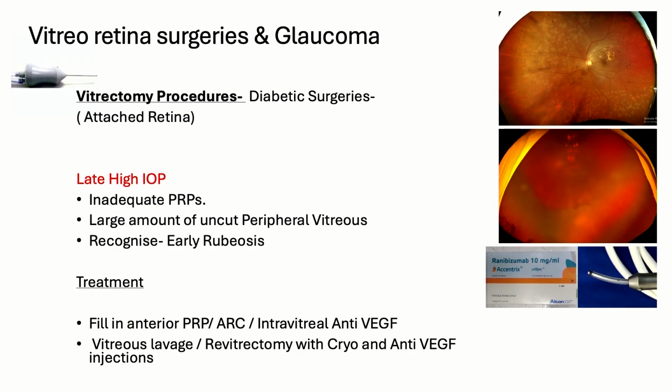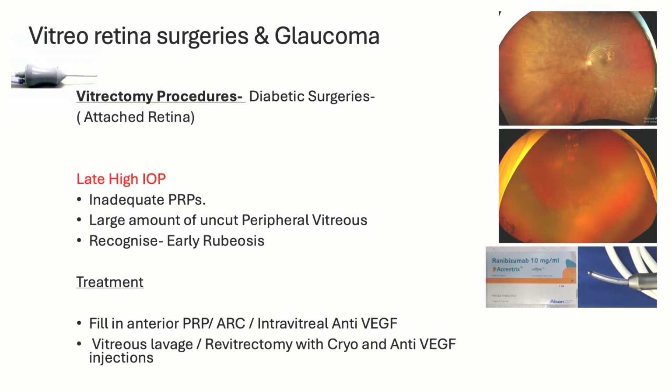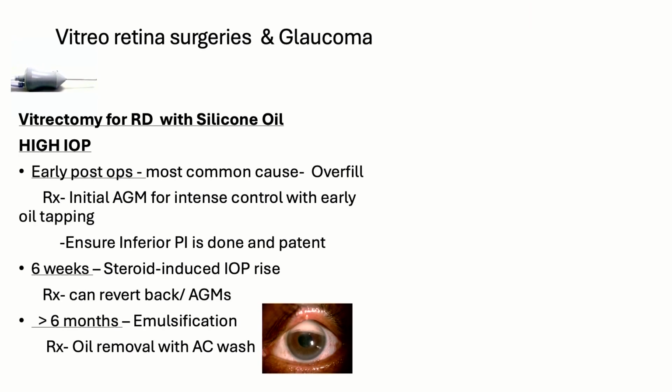So treatment will be to ablate the retina further. You do either fill-in PRP or an ARC, or give an injection, or do a cryo to ablate the retina and then stabilize the neovascularization. Coming to vitrectomy along with RD surgery, we need to tamponade.